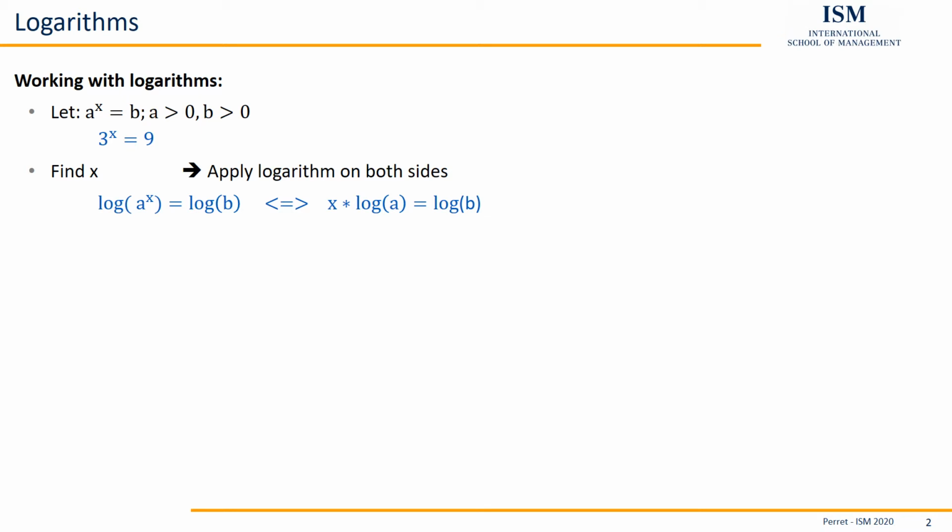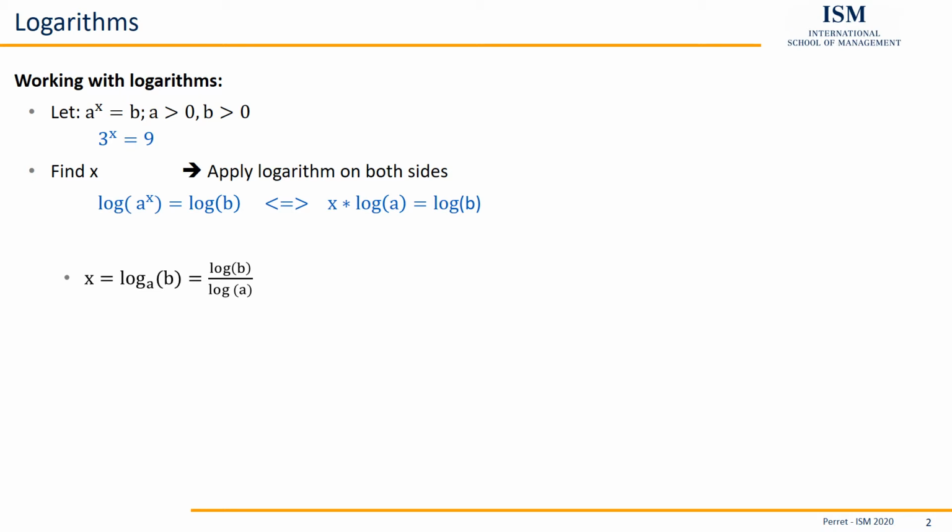And then I have a rule where I can pull the exponent from the expression a to the power of x in front of the logarithm. We're going to see this in 1 or 2 slides as well. So if I pull this in front, I can then simply divide by log a and get my solution for x. Well, log b, so what was on the right side, divided by log a, so the logarithm of the base. This is what we also call then the logarithm to the base a of the value b.